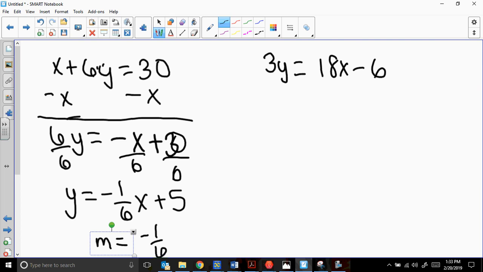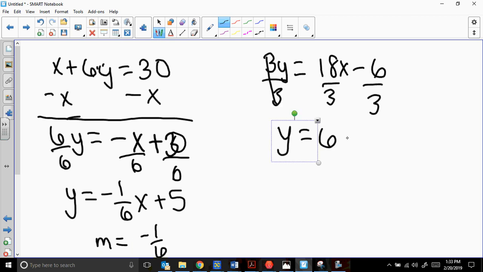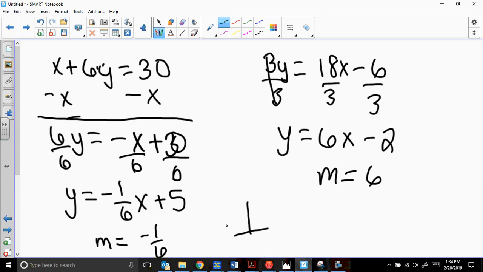Now this one, the x term has already been moved. We just need to move the number in front of the y, so we're going to divide everything by 3. Remember, those cancel. So we're left with y equals 6x minus 2, and this one has a slope of positive 6. Now that was in slope-intercept form, we can tell. So now we have a slope of negative 1/6 and a slope of 6. They're not the same, so they're not parallel, but they are opposite reciprocals, so that would make them perpendicular to each other.